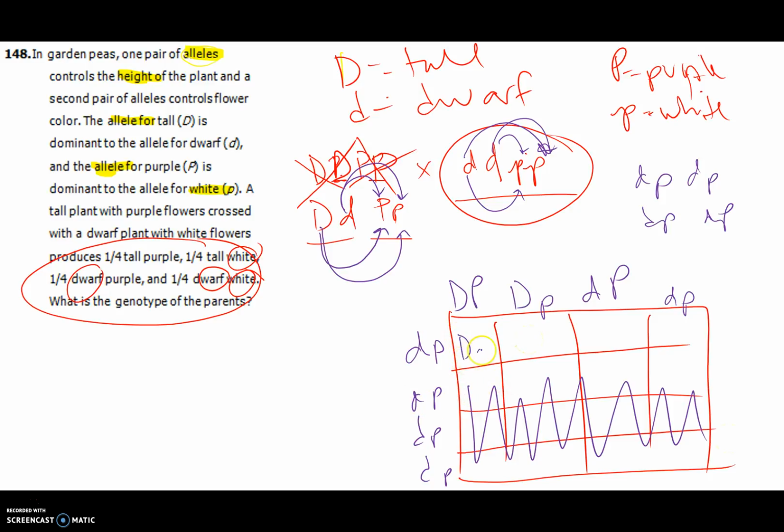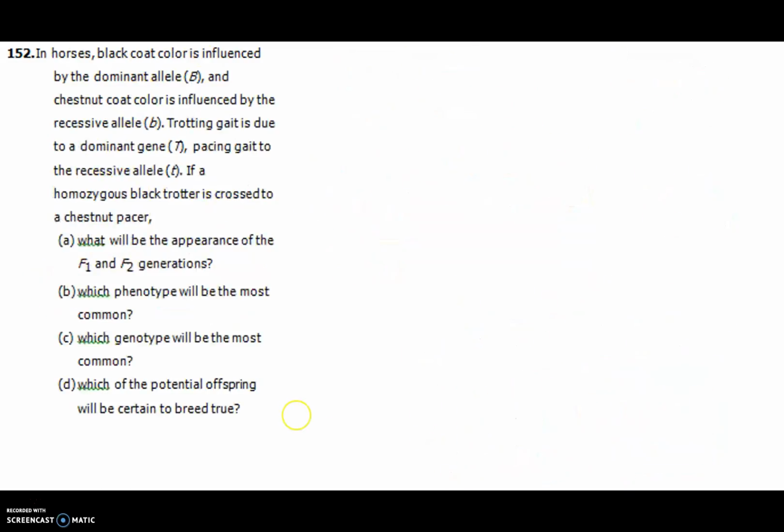So when I do this, I can see that here I have 1/4 is tall with purple flowers. I have 1/4 tall with white flowers. I have 1/4 dwarf with purple, and I have 1/4 dwarf with white. So that's how you do that problem.